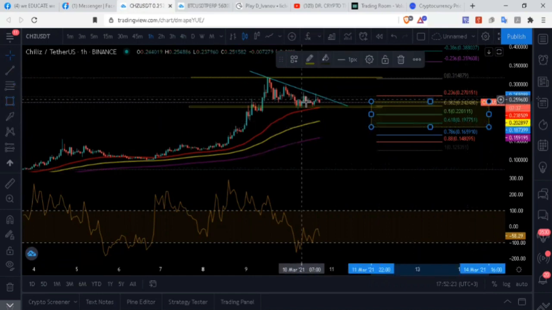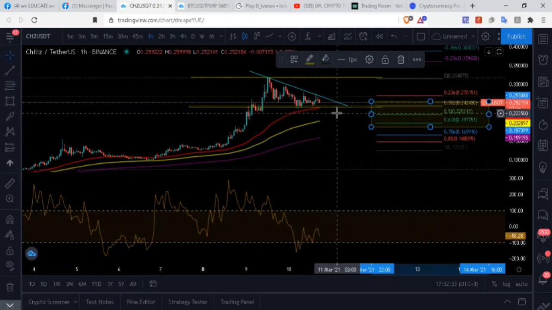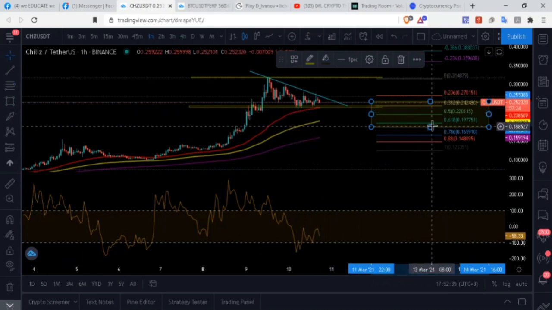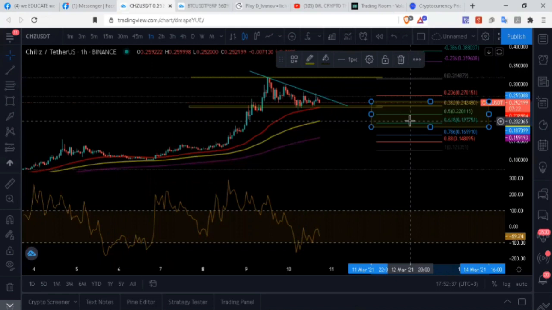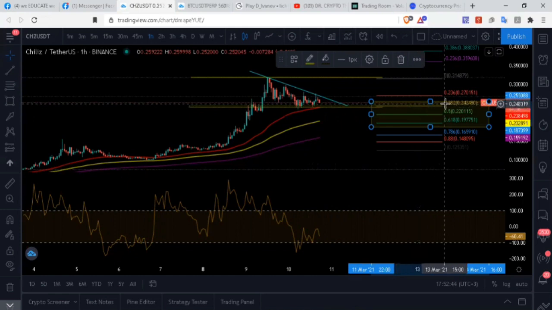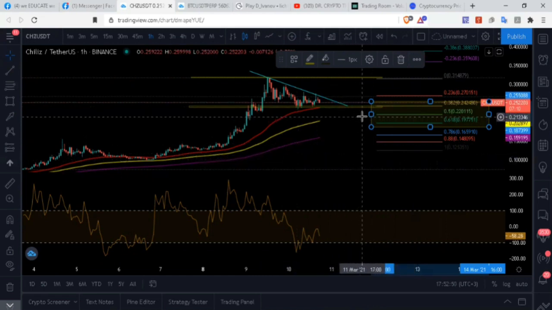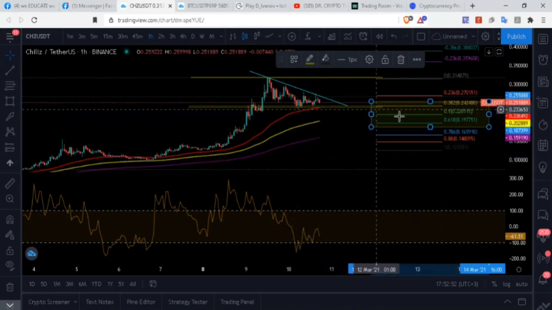Just remember this: if the price respects the 0.382 Fibonacci, that's a sign of a strong trend. And if the price respected 0.5 Fibonacci, it's a normal trend. And if the price respected the 0.618, it's a weak trend. But since here it shows the 0.382 Fibonacci, the sign of a strong trend, right? So that's one of our confluences.